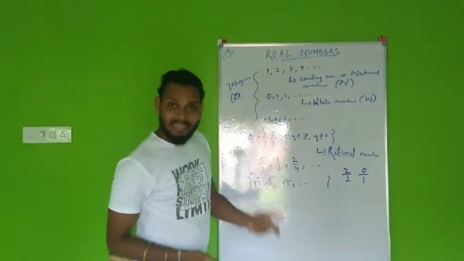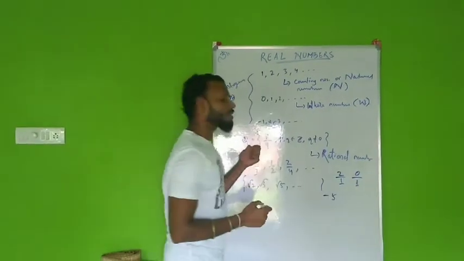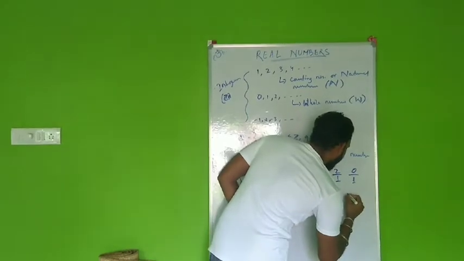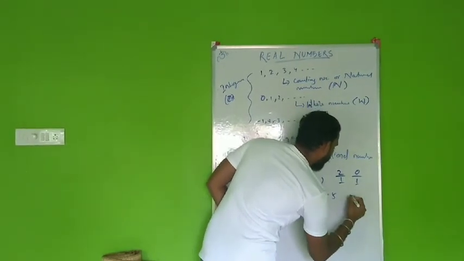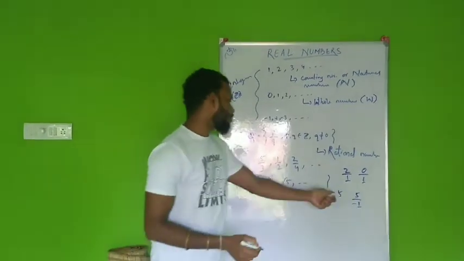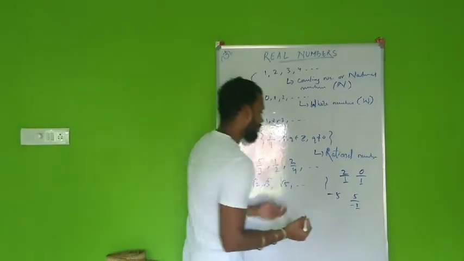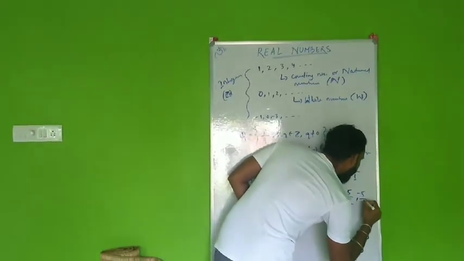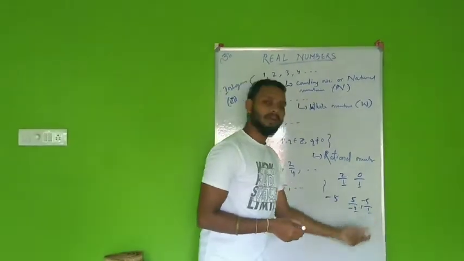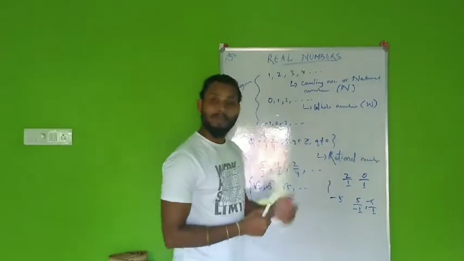Next, can I say -5 is in this set of rational numbers? The answer is yes. Again, how? Let us take 5 by -1. Obviously this is -5, where p is 5 and q is -1. Similarly, I can say -5 by 1. Is that clear? So here q is 1 and -5 is p.